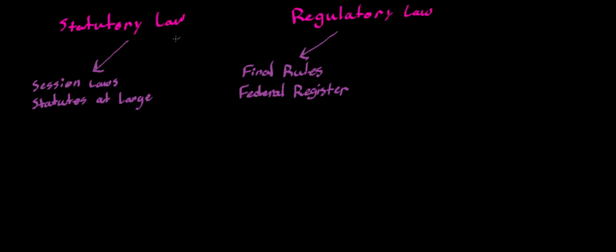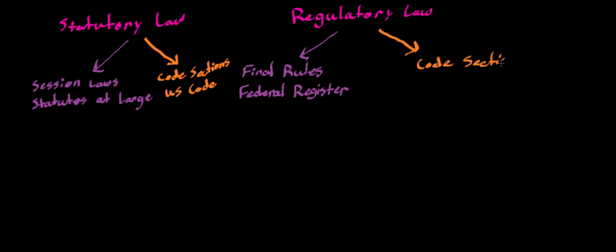And once the session laws are enacted, they are edited and organized into code sections, which appear in the US Code, and regulations have a similar editing process where they are edited and organized into code sections of the Code of Federal Regulations.